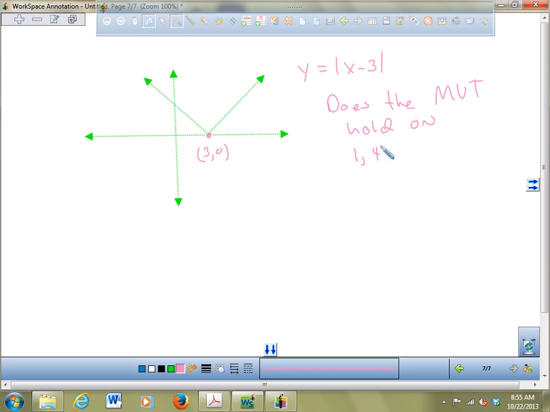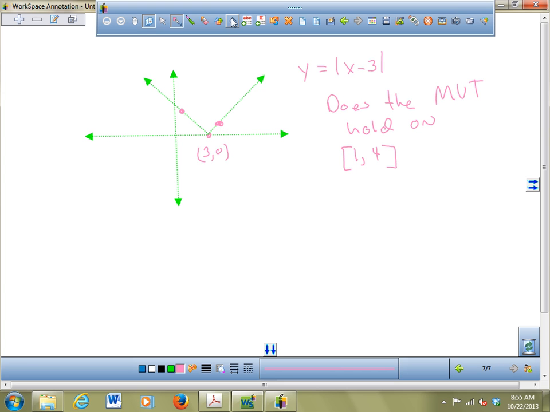Okay? So does it hold on 1 to 4? What that means is there a place between 1 and 4 where the slope of the tangent line is equal to the slope of the secant line? Well, if I plug in 1 in here, what do I get out? I get out 2. So there's a point 1, comma 2 up here. And if I plug in 4 in here, I get out 1.